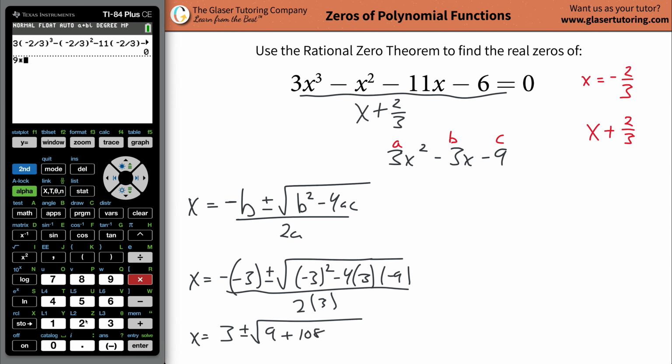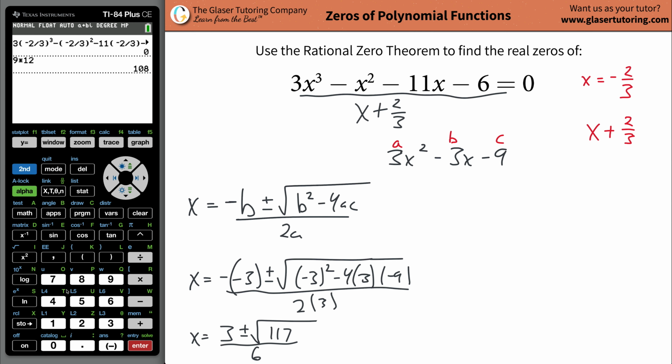Let's just double check that. Okay, good. Then you can combine these two now, right? When you combine 108 and 9, you're going to get 117. And that's all going to be divided by 6. Now the 117 is a strange number. I'm going to see if there are any perfect squares in there. I don't think so. I don't think there's going to be a nice number that's going to divide into that.